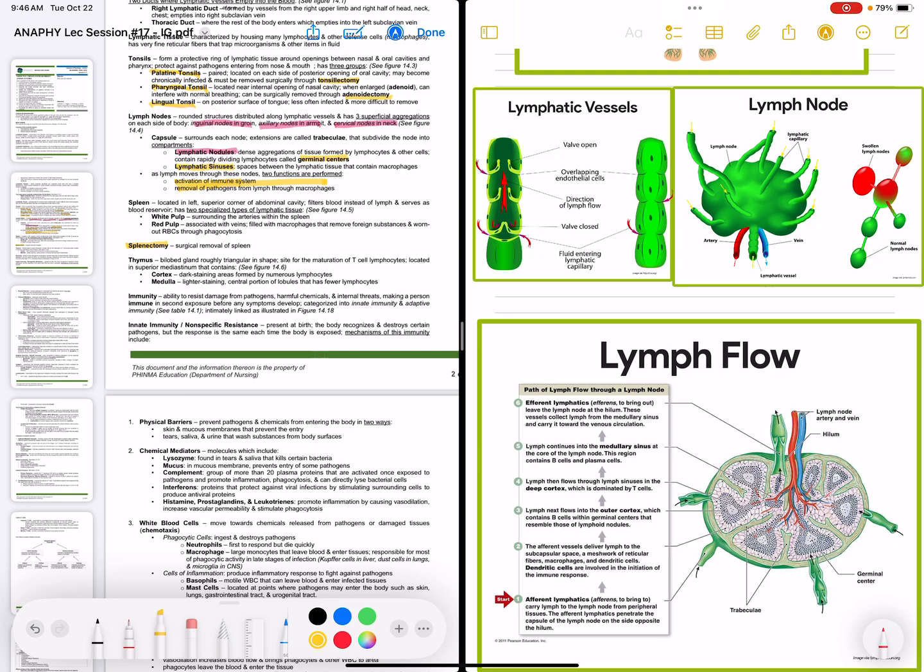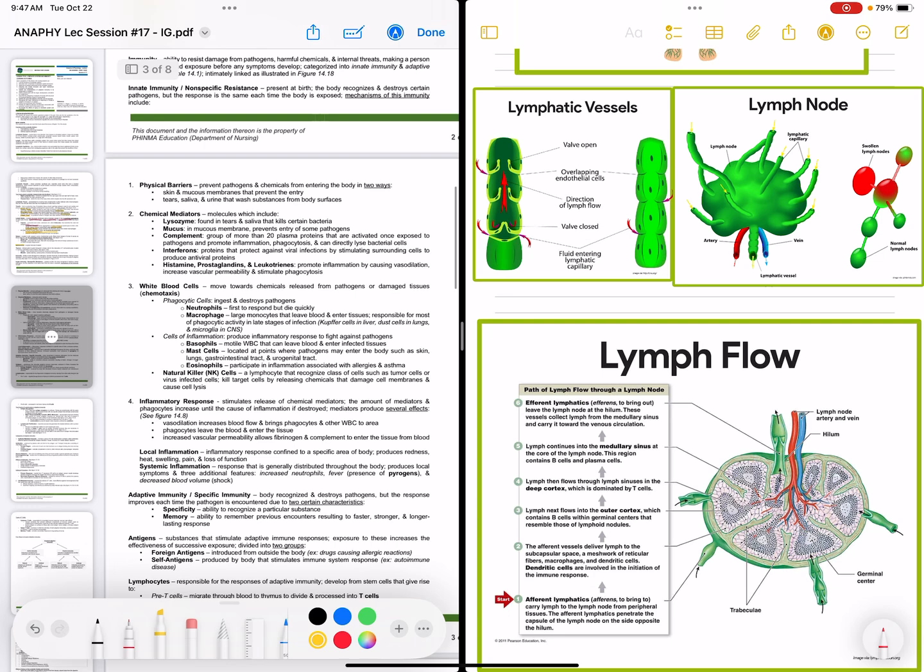So, innate immunity or non-specific resistance. Resistance meaning present at birth. The body recognizes and destroys certain pathogens, but the response is the same each time the body is exposed. So, mechanism of this immunity include, number 1, aton nga physical barriers. So, prevent pathogens and chemicals from entering the body in 2 ways.